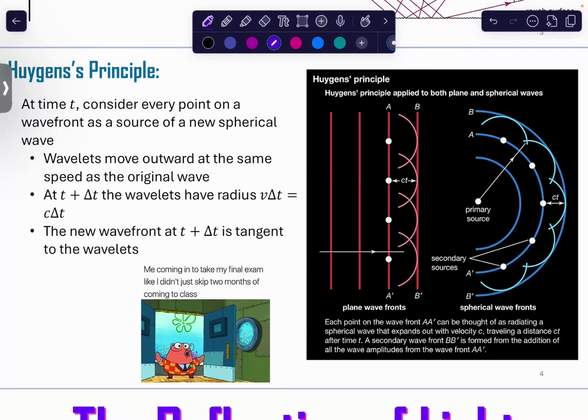Okay, so each little wavelet is going to travel a distance ct. Now you can do this for plane waves, or you can do it for spherical waves, which you see on the right. And so your next wavefront is going to be a tangent line connecting all of those little wavelets. You can kind of think of it as, imagine you take a line of rocks, you drop them all in water at the same time. Those rocks are going to be your points, and the waves propagating out, you could connect them with a straight line.